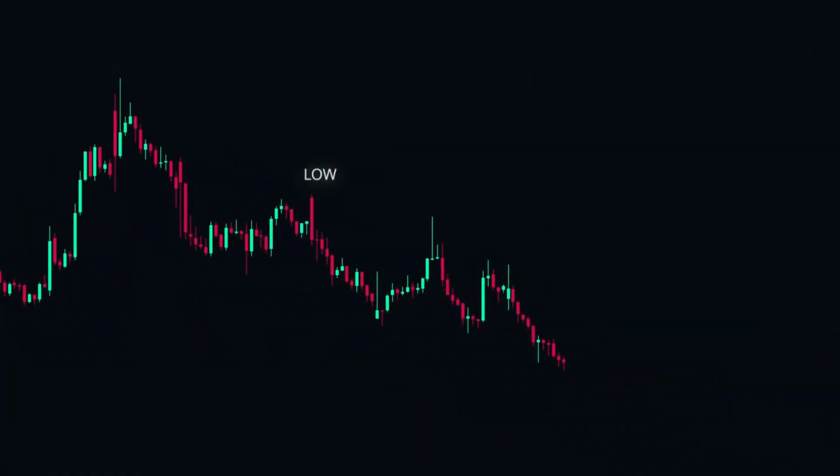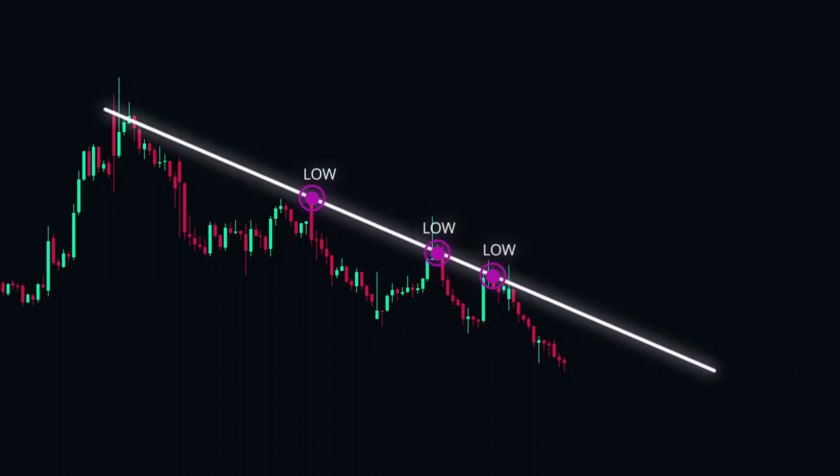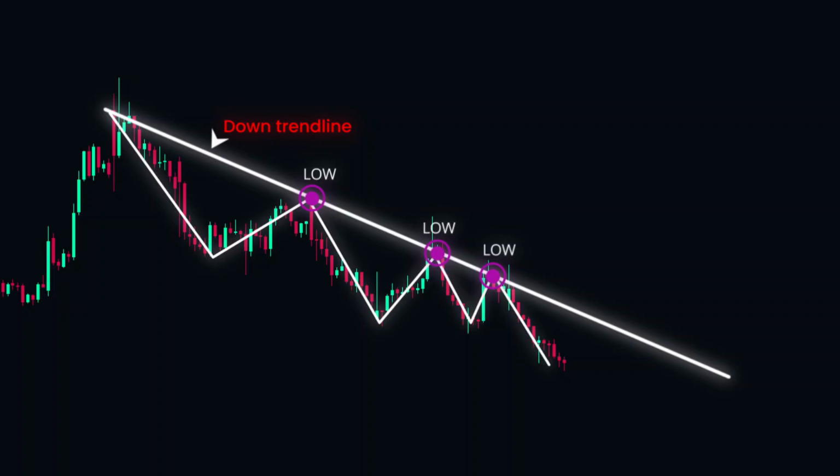And similarly, if the price is making lower lows and moving down, we'll draw a trend line connecting all the swing highs. We'll call this a downtrend line. This trend line tells us that sellers are currently strong in the market because the price is repeatedly reaching this resistance level and moving down. So, for us, this is a strong trend line. And the next time the price returns to this level, you can spot a sell opportunity.